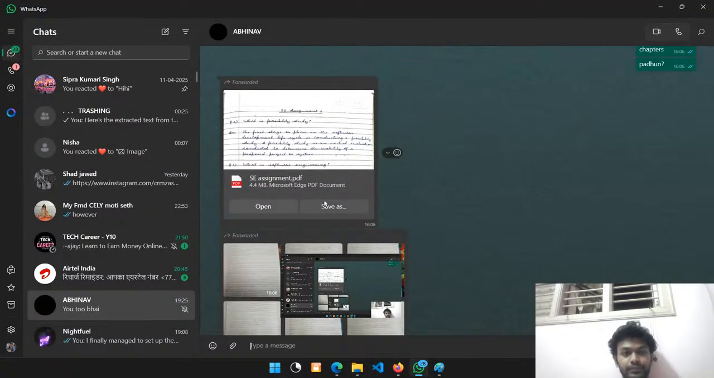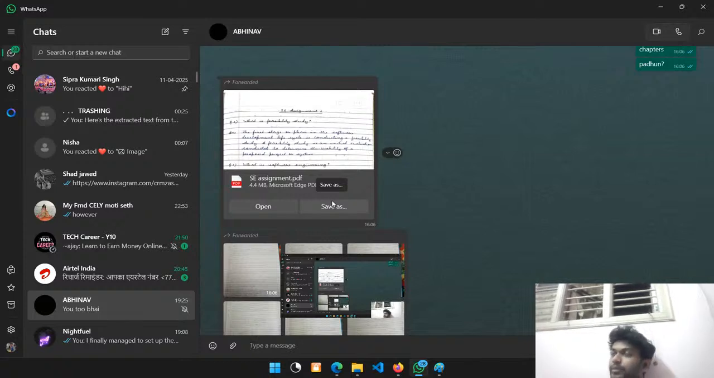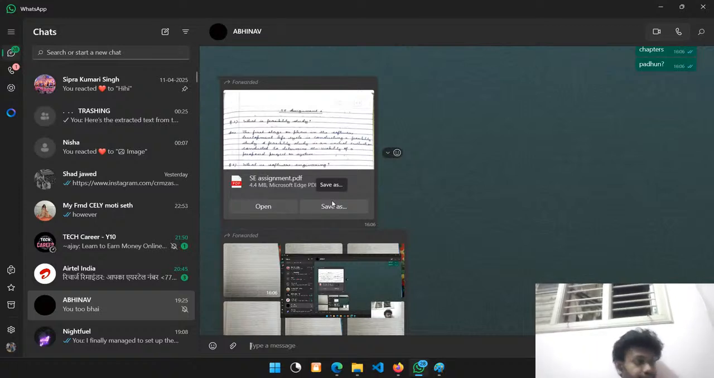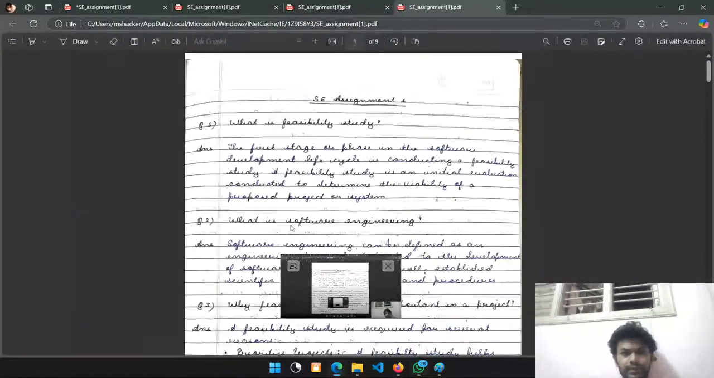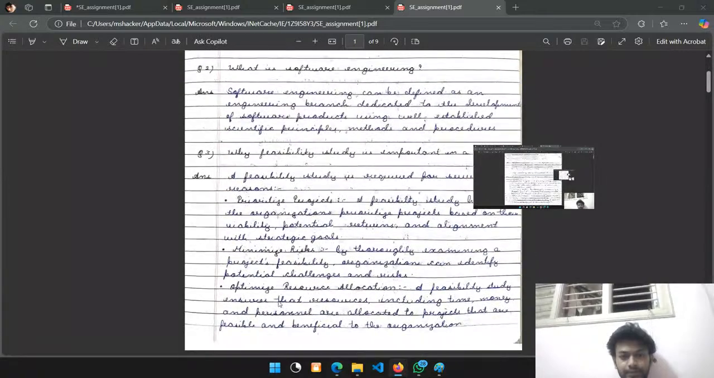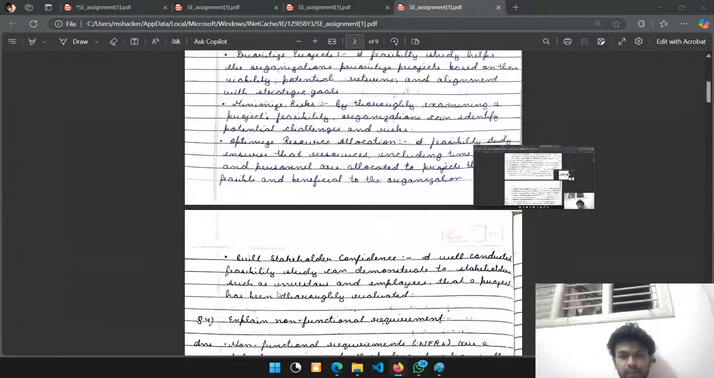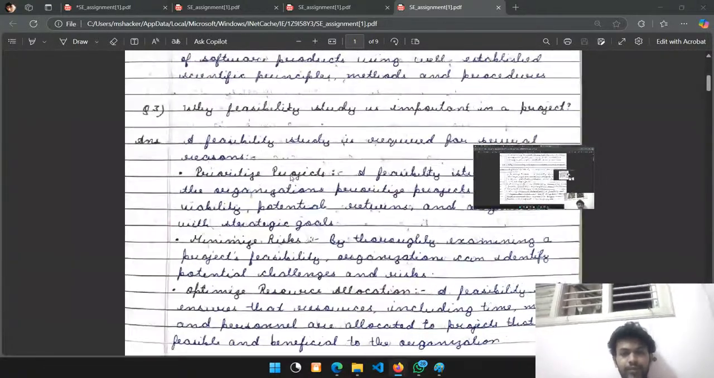Let us see, before even seeing it, what have you learned about feasibility? Why is it important? It just helps us identify the risk very early on in the project's life cycle. It helps us determine whether this will be financially feasible and technically feasible or not, or will it even align with the company's goals or not. Those are the things. Let me just see what is written here. Okay, let me read through it.